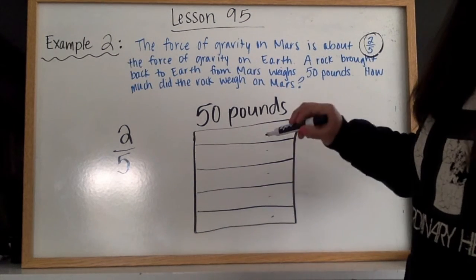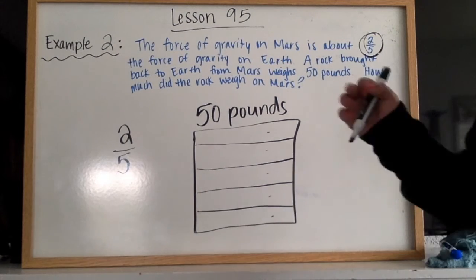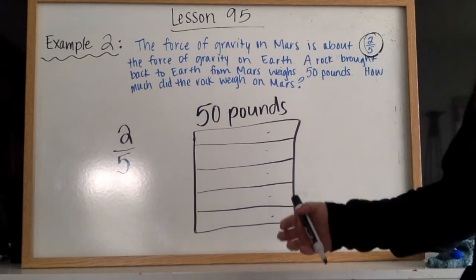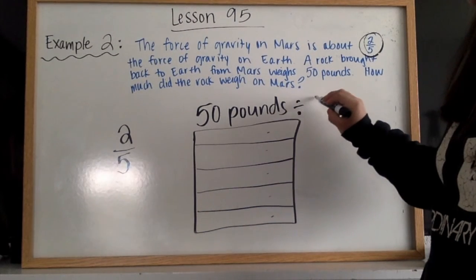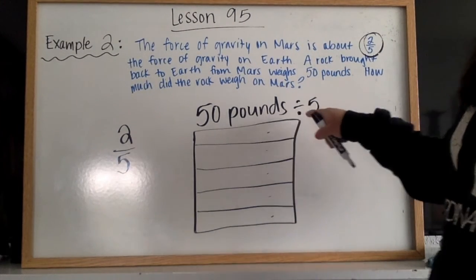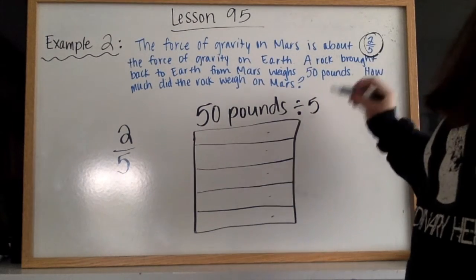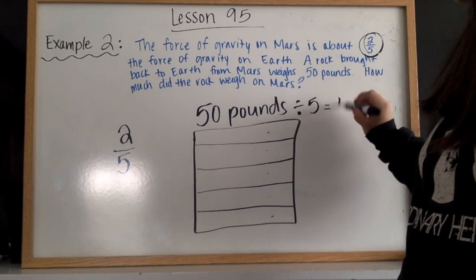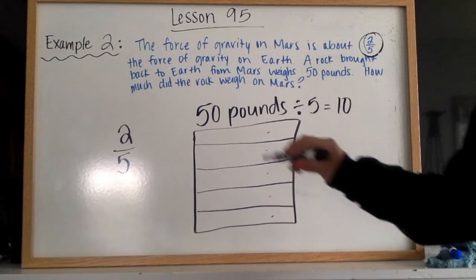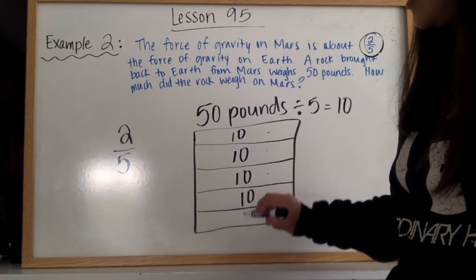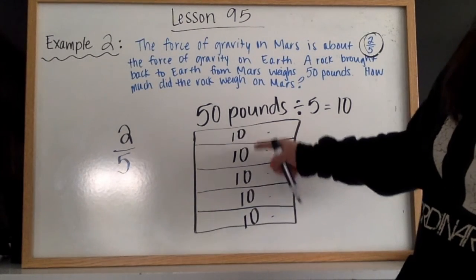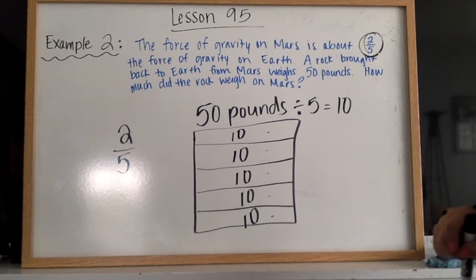Okay, now since there's 5 equal parts, that means I split it into 5 or I can divide it into 5. The same term here we can use. So dividing 50 divided by 5, which gives me 10. Just like last time. Okay, so 10, 10, 10, 10, and 10, and if you want to double check, 10, 20, 30, 40, 50.